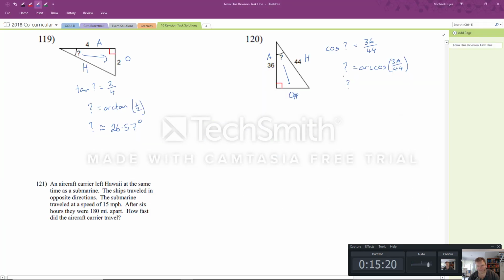35.1 degrees. Wow, there you go. That's the trigonometry done. Two to go.